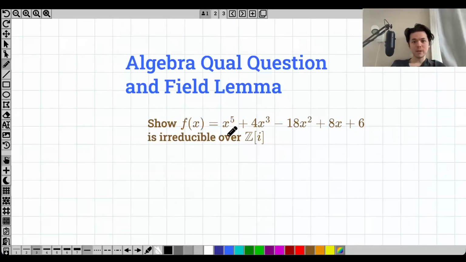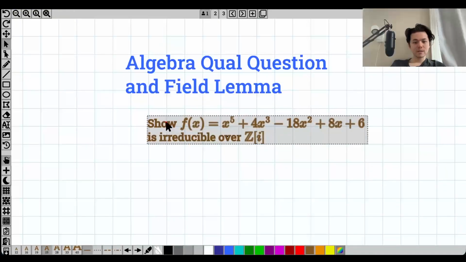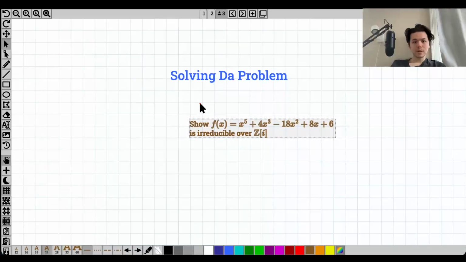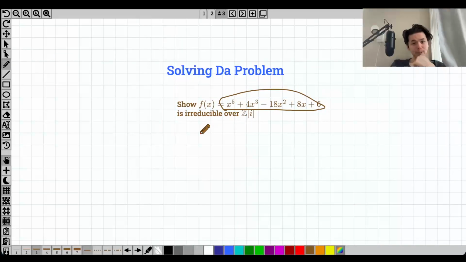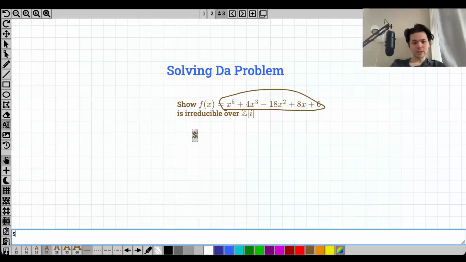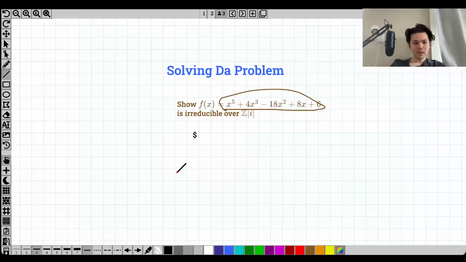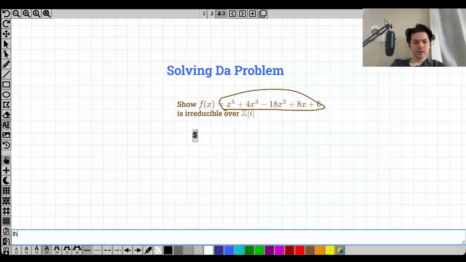Solving the problem. Can I copy this? Command C, Command V, great. So solving the problem. The first thing we notice about this problem is that it's monic. And so when our polynomials are monic, we can just do everything over fields. This polynomial will be irreducible or reducible over Q and Q of i if and only if it is irreducible over Z and Z of i.